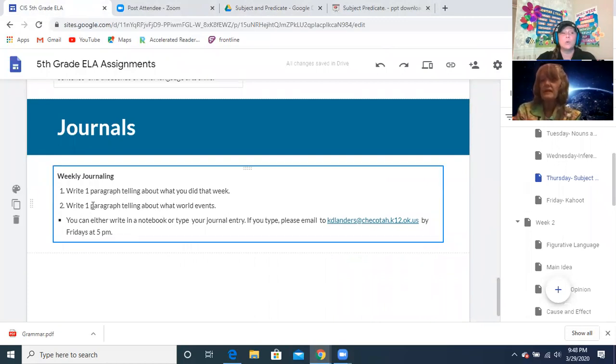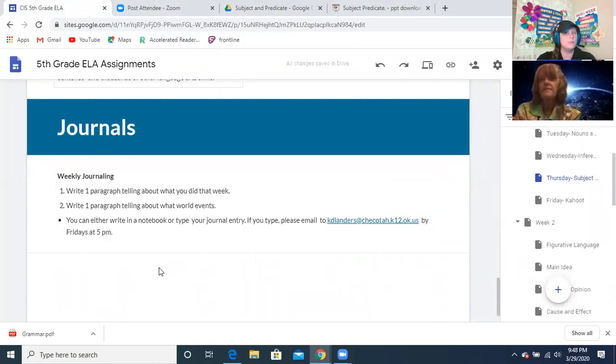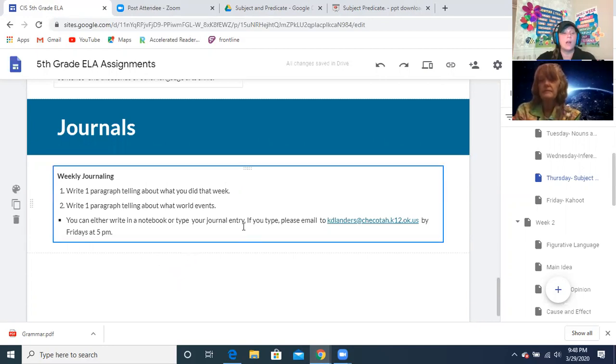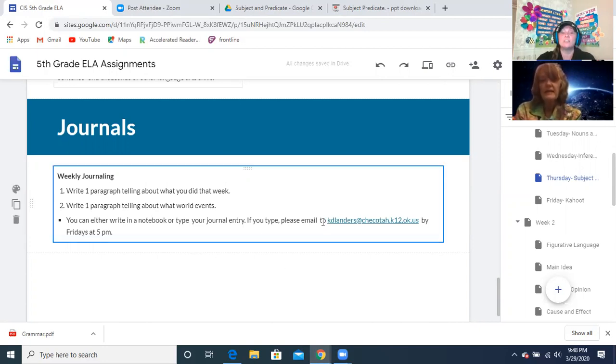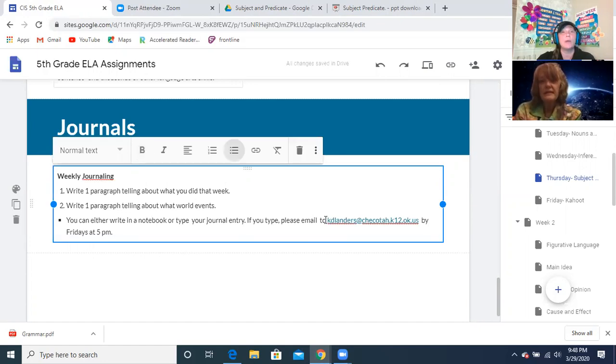And then don't forget to do your journal. Same thing we've been doing. Write one paragraph telling about what you did this week or today, and one paragraph about what's happening in the world today, whatever it may be. And turn everything in. You can write it all on the same piece of notebook paper, and you can even write Thursday at the top, and email it to Mrs. Landers. And I will probably put some feedback on it so you'll know how you did.